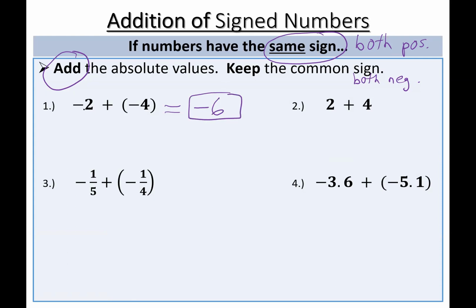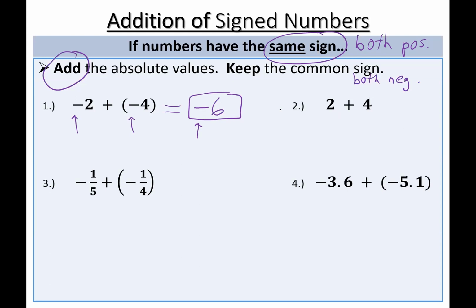To repeat this problem, -2 plus -4 is -6. Notice that 2 plus 4 is 6. The common sign is that negative sign. In other words, these numbers have the same sign. We add them and keep the same sign. So I'm keeping that negative. Okay, that was number 1.